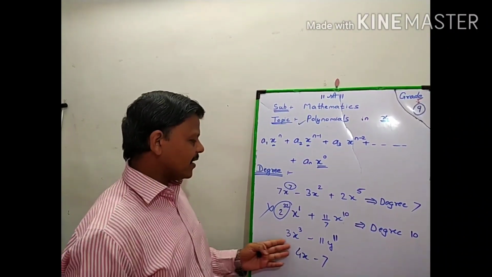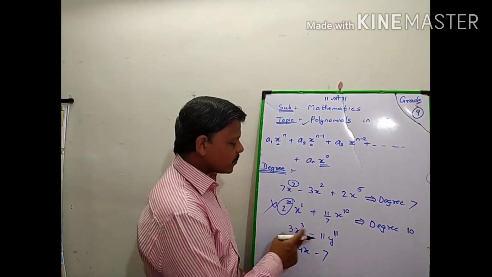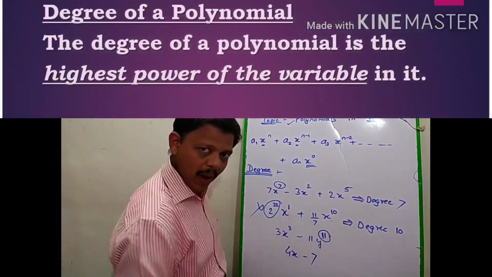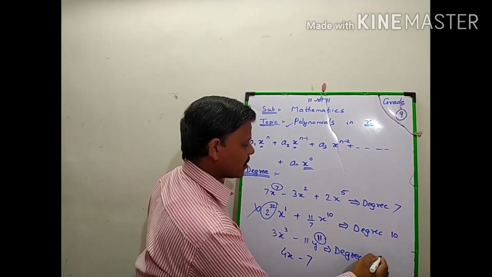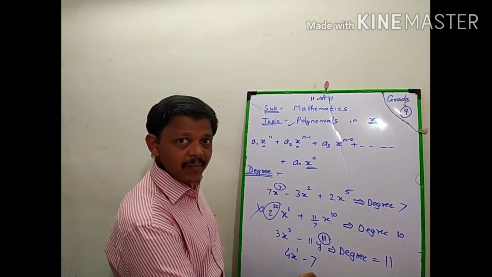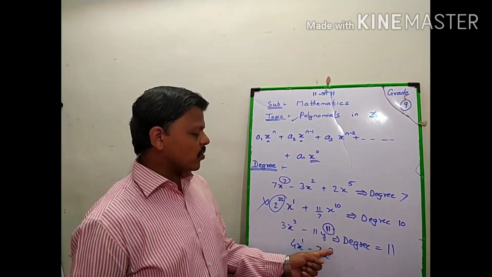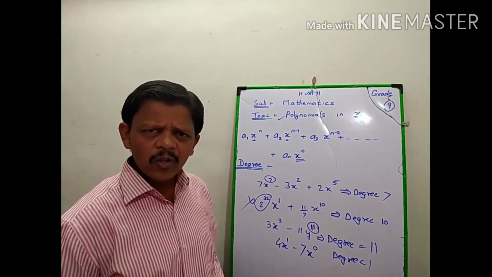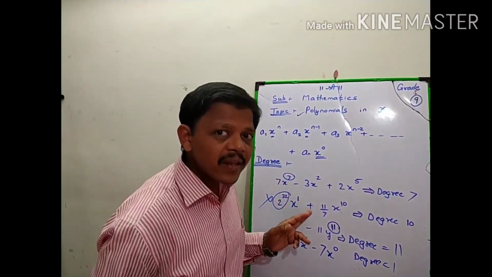Correct? Now similarly here 3x cube minus 11y raised to 11. Now this is a polynomial in two variables, and out of those two variables this variable has got a higher power, so obviously this becomes the degree. The degree of this polynomial becomes 11. Similarly this 4x raised to 1 and constant term. 7 means what? 7 into x raised to 0, because x raised to 0 is 1. So either 1 or 0, higher power is 1. So the degree becomes 1. So that's the very, very easy part. Degree of a polynomial is nothing but the highest power of the variable.